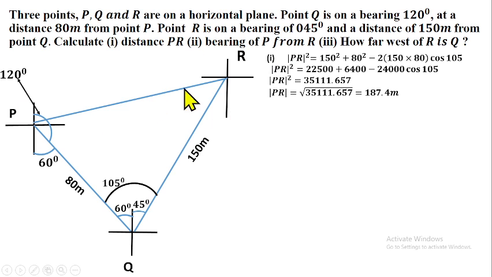So we have to find the bearing of P from R. Bearing of P from this R here. Bearing of P from R. So that means we are working on R, and we are looking for the angle from the north to the line that joins them together. So we are looking from the north to this line here. That's what we are looking for. And how can we get that?